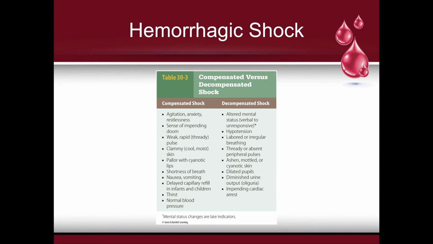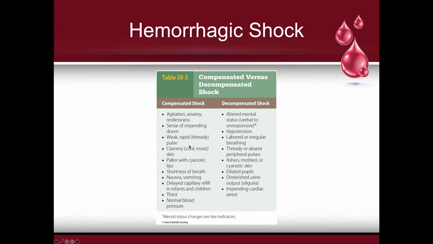Compensated versus decompensated shock. Just kind of a basic table that gives you an understanding of the difference. All right, so your patient that's agitated with some anxiety and some restlessness, that's a compensated patient. Somebody that's got altered mental status is decompensated. They may be maintaining a blood pressure on the compensated side, whereas you're going to have marked hypotension on your decompensated side. They could have a sense of impending doom on the compensated side. However, that you could see anywhere with a patient that's going to die on you.